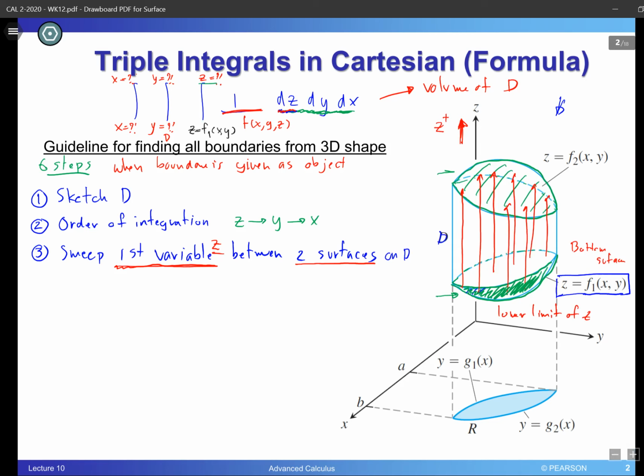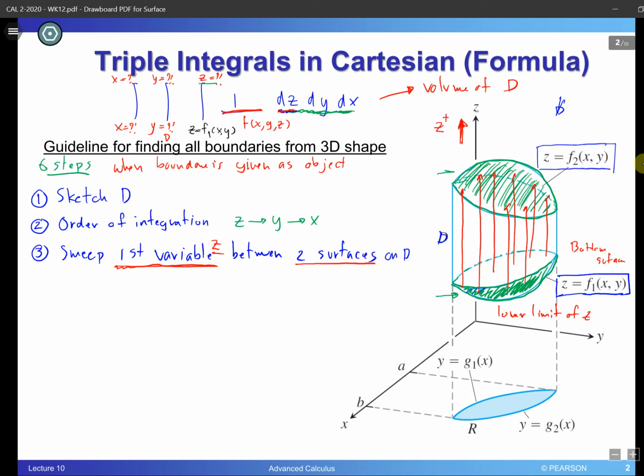Now, next one is going to be top surface right here. This top surface is going to be the upper limit of your z variable. As you can see here, z sweeps until this point and it stops. So we are going to express this surface as a function in the space. So it's going to be a function with two variables. z equal to another function, f2 of x and y.